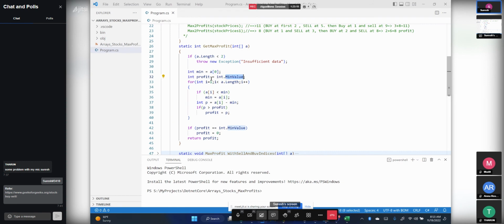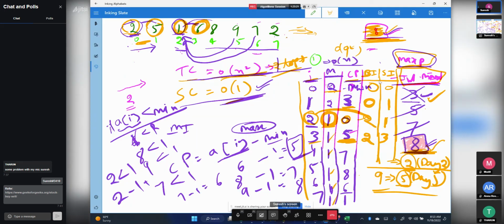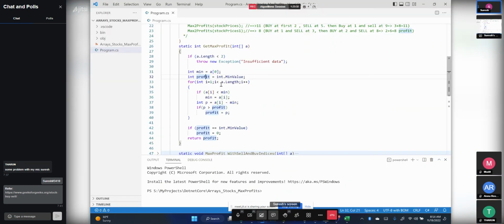Otherwise, as I said, we put minimum equal to the first number, and profit is minimum. Profit is basically the max profit, and P is the current profit. I just use different variables. So this is P, and this is profit. P is just profit so far. Profit is minimum value. Now we loop from i equal to 1 to n minus 1, which is length minus 1, with the exact same condition.